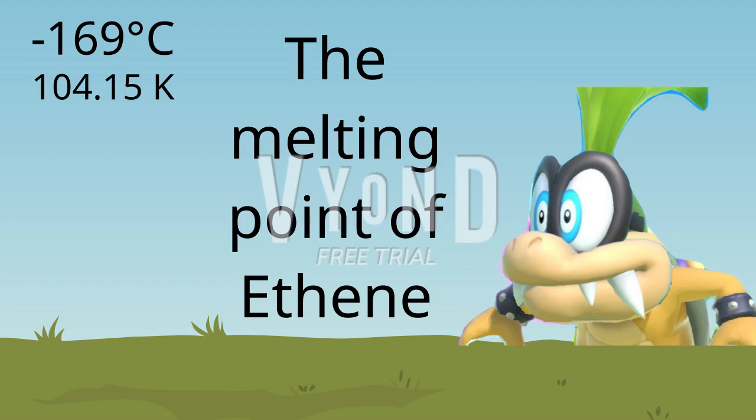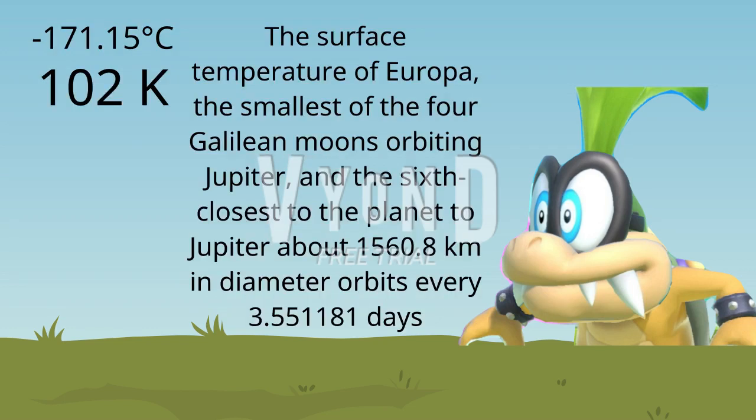The surface temperature of Europa, the smallest of the 4 Galilean moons orbiting Jupiter, and the sixth closest to the planet to Jupiter, about 1,560.8 kilometers in diameter, orbits every 3.551181 days, is at minus 171.15 degrees Celsius, or 102 Kelvin.